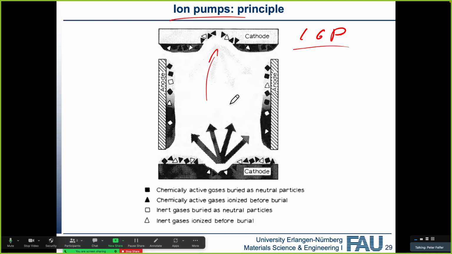But because the ions also can get buried, you also have some pumping action for noble gas atoms. Because essentially you just shoot the noble gas atom into the material and it just gets stuck there. It's not great for noble gases, but it has some pumping action for noble gases.